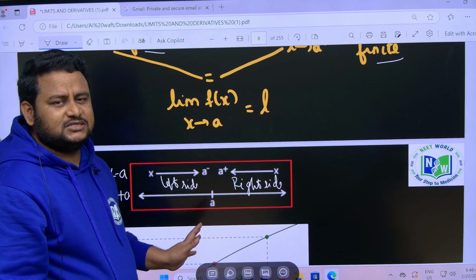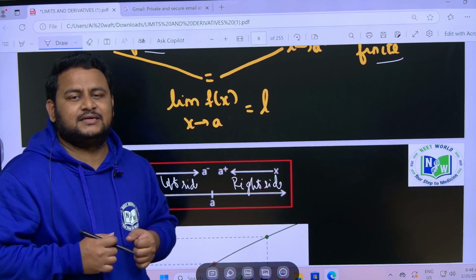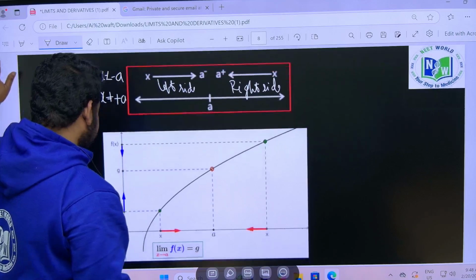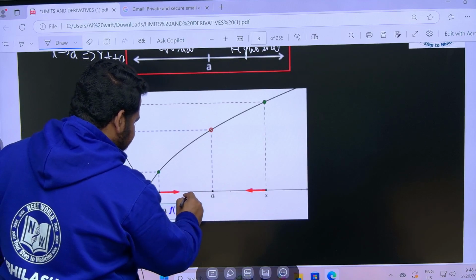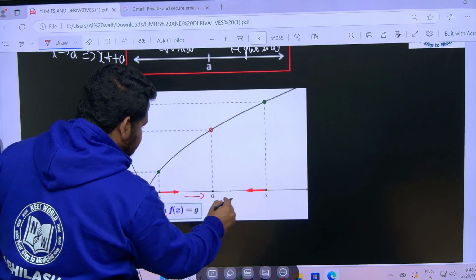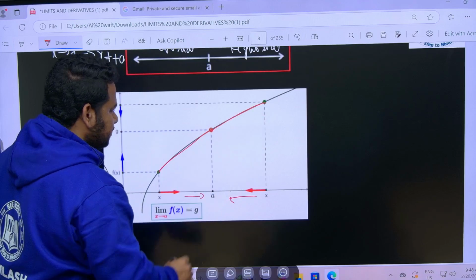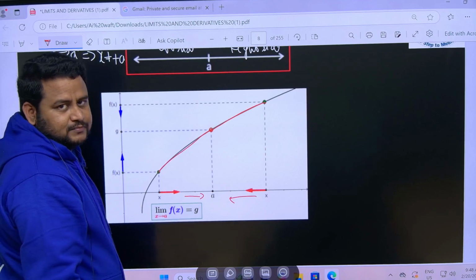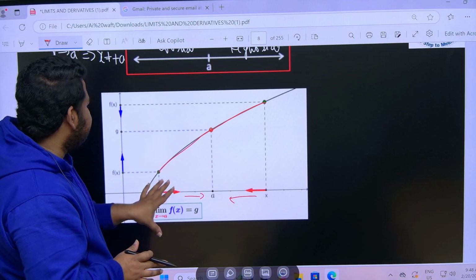One thing you must understand, they approach each other. From the left side they approach and from the right side they approach, but they will never meet. I can show it through a graph. If x is approaching a from the left side and from the right side, the function will come here and here, close to this point, but they approach and never meet. That is the meaning of approaching. This is the graphical representation of a limit.